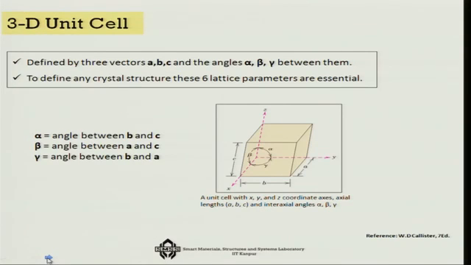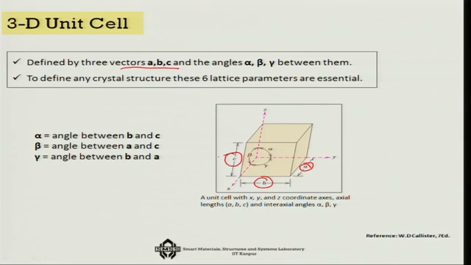Now, in a 3D unit cell, how do you define the unit cell? There are 6 parameters to define a unit cell. Okay. So, what are these 6 parameters? There are 3 vectors A, B, C, as you can see. Each one of these vectors A, B and C is along one of the 3 directions, x, y, z, and these directions need not be perpendicular to each other. Okay. So, these are along the edges of the crystal lattice.